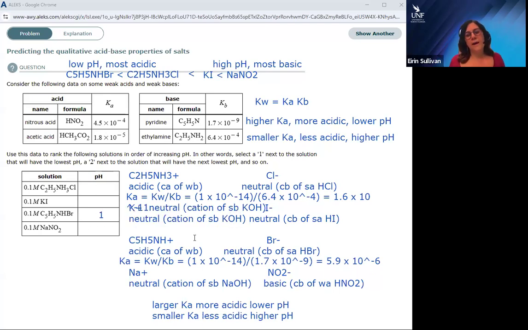And then the other. So those were the main two that were a little bit more tricky to sort out. Like I say, you don't have to do the math. It does say predicting the qualitative acid base properties. So you can just use the fact that if Ka goes up, Kb goes down, and vice versa. The bigger the Ka value, the more acidic, because more hydronium is being released, therefore the lower the pH. And of course our highest pH is going to be that basic salt, the sodium nitrite. So hopefully that helps.